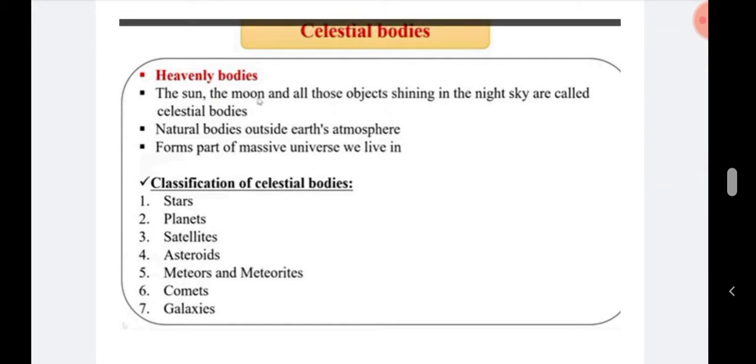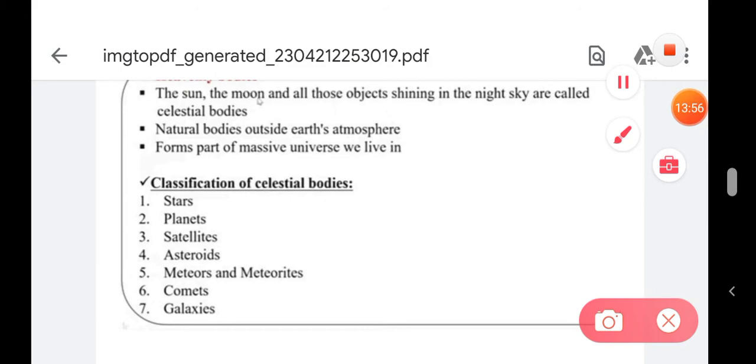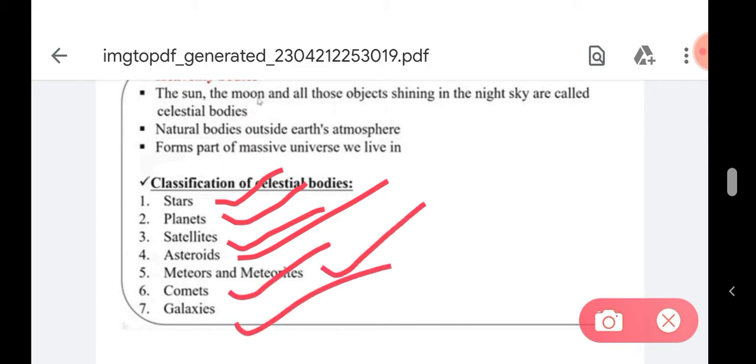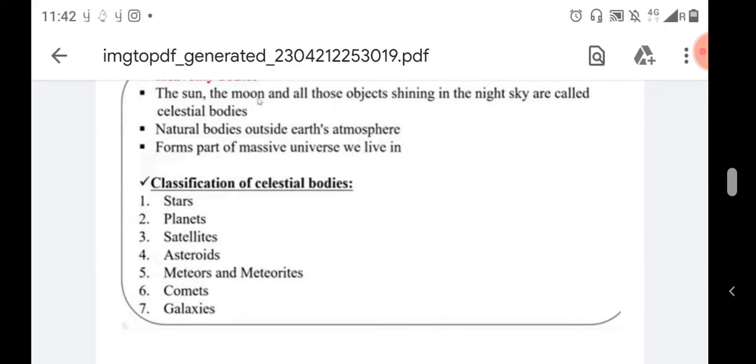सो क्लासिफिकेशन ऑफ सेलेस्टियल बॉडीज, इनको हम क्लासीफाई करके 1 by 1 पढ़ेंगे. सो वी कैन क्लासीफाई द सेलेस्टियल बॉडीज इनटू 7 parts: star, planet, satellites, asteroids, meteors and meteorites, comets and galaxies. Okay, these 7 topics are very important and you have to understand these topics very clearly.